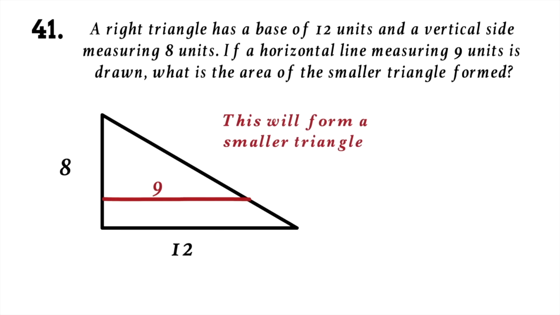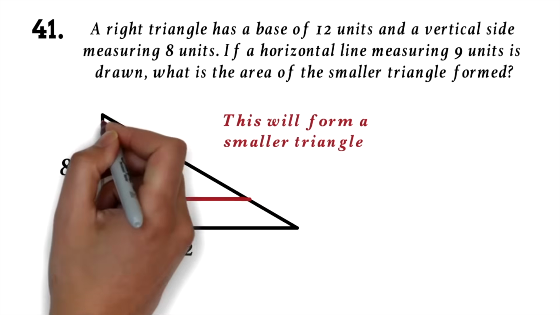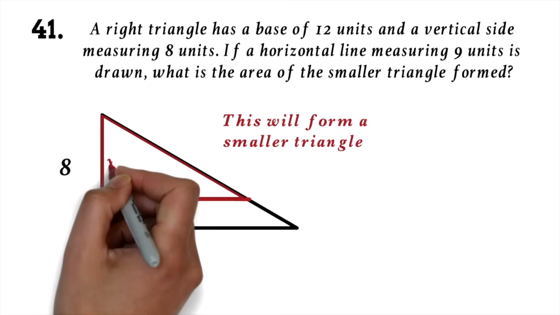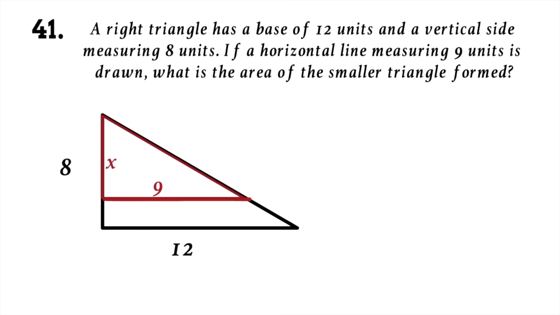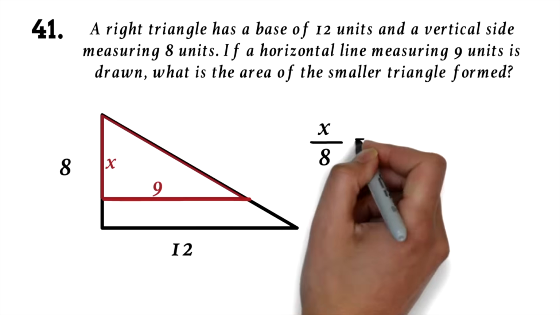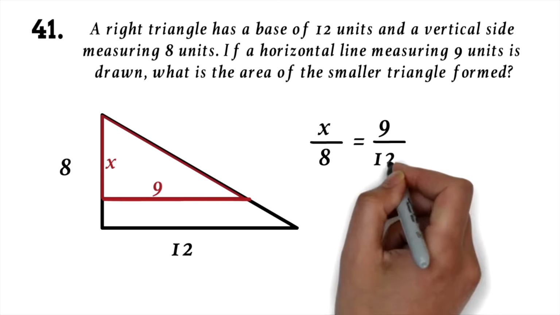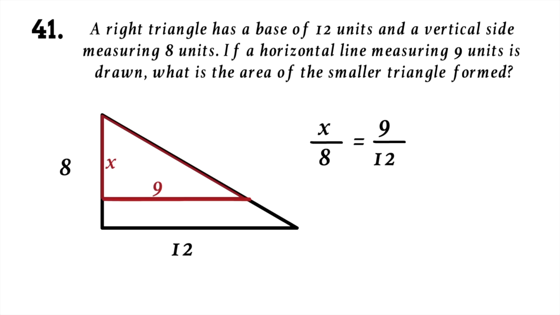This is a question on similar triangles. We will post a video specifically on GED triangles, so watch out for it. The rule is, if you have similar triangles, then corresponding sides are proportional. Let's call the side of the smaller triangle x. So x, which is the side of the smaller triangle, over 8, which is the side of the bigger triangle, is equal to 9, which is the base of the smaller triangle, over 12, which is the base of the bigger triangle. Now, we solve for x.